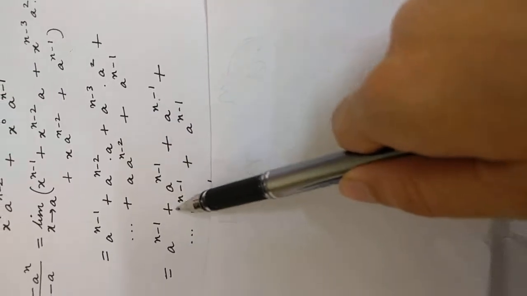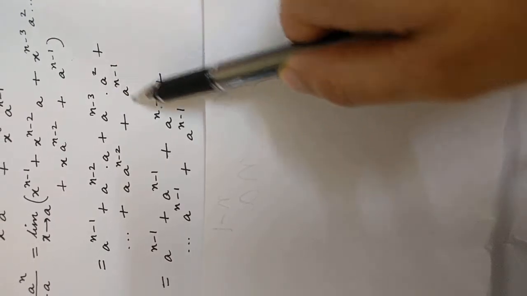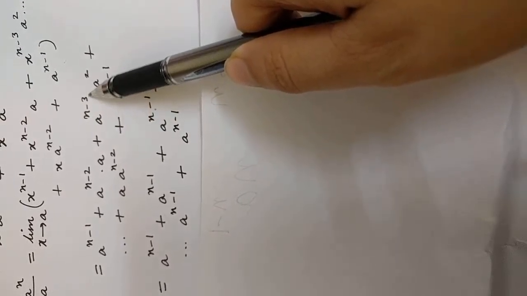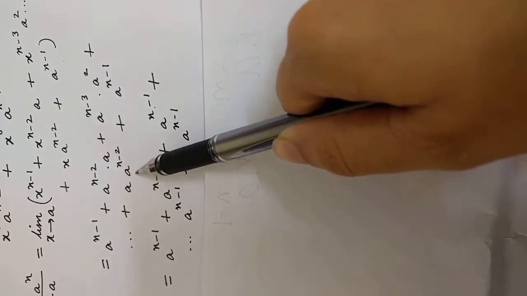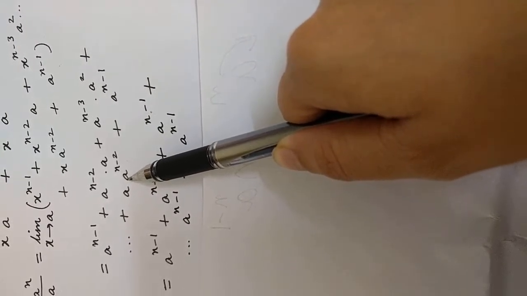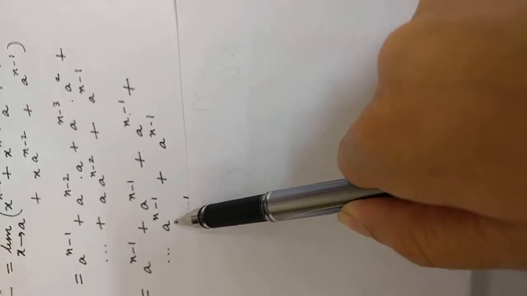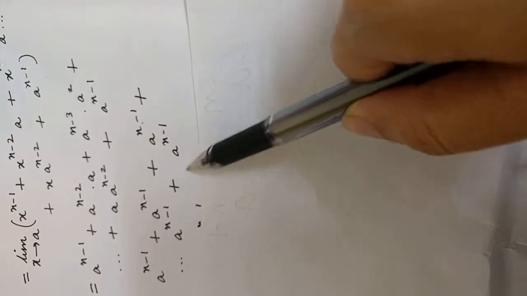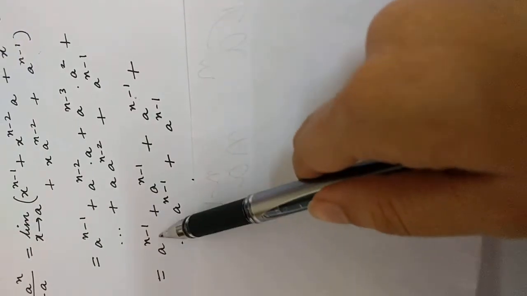So this is again n minus 1. Now a to the power of n minus 3 into a square is again a to the power of n minus 3 plus 2, that is a to the power of n minus 1. Now we'll continue this up to a to the power of 1 into a to the power of n minus 2 is again a into a to the power of n minus 2 plus 1, that is n minus 1. So a to the power of n minus 1. Again last term is also a to the power of n minus 1. So this is a to the power of n minus 1.